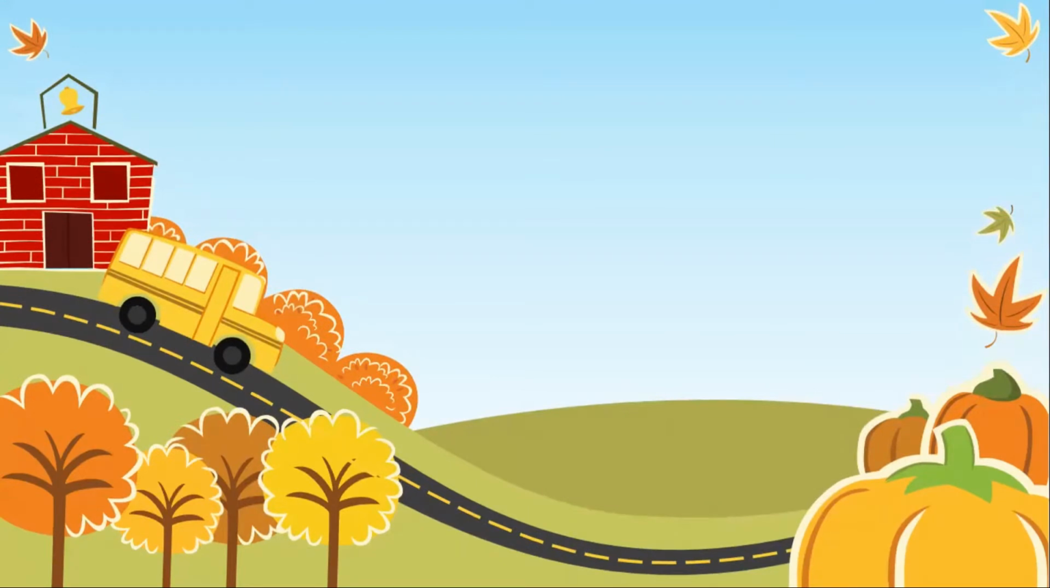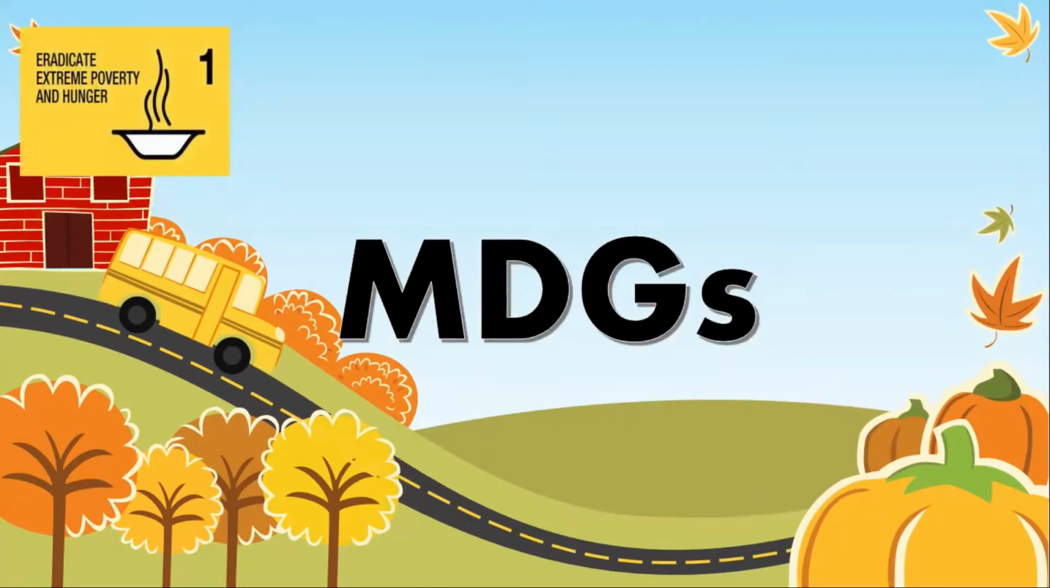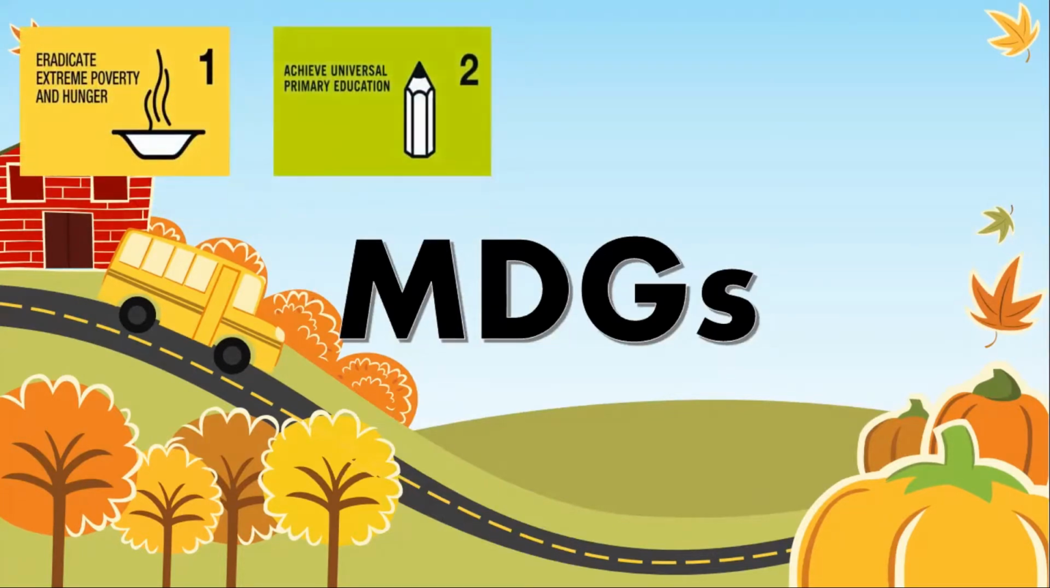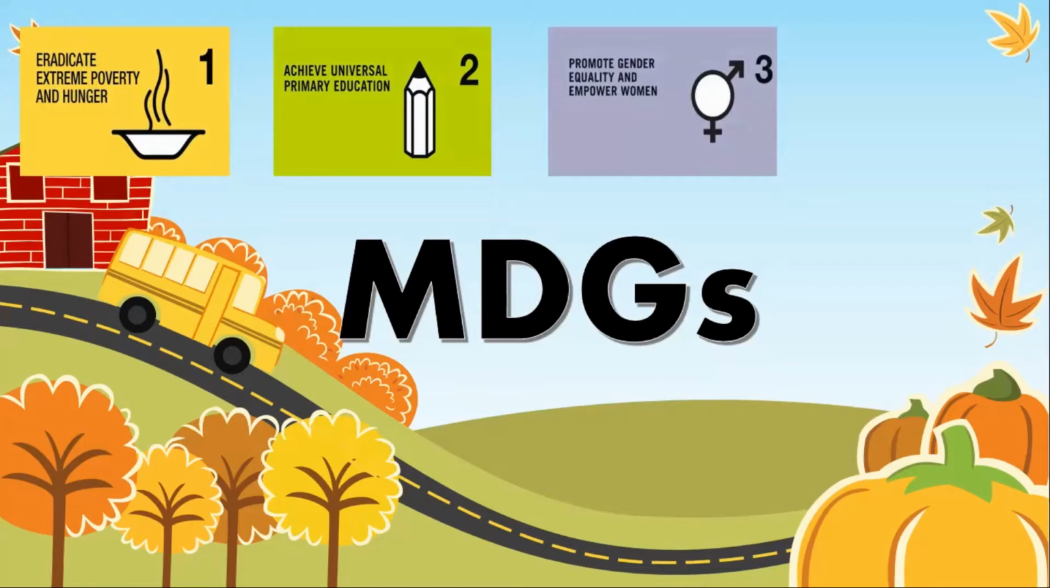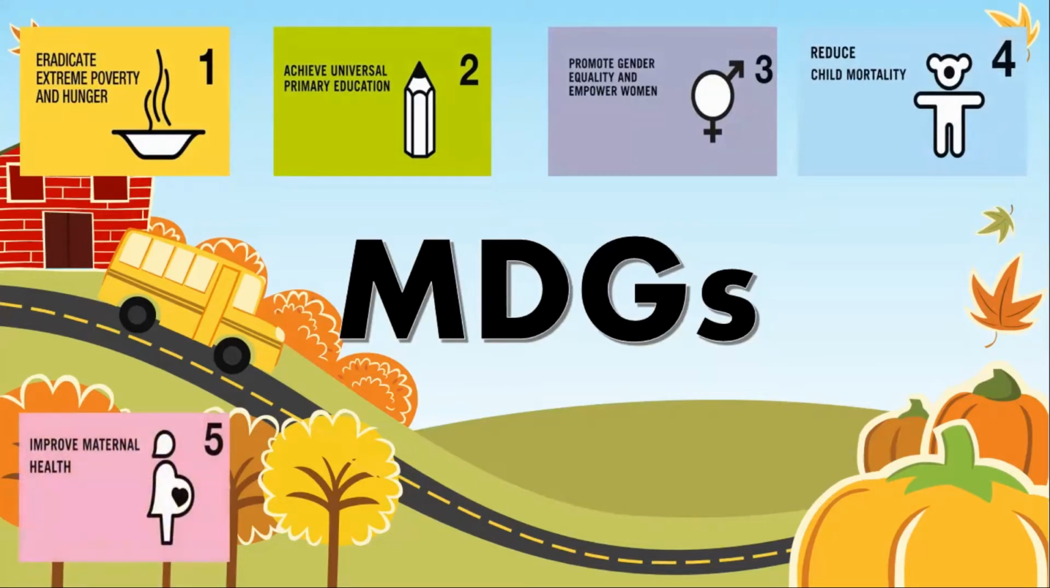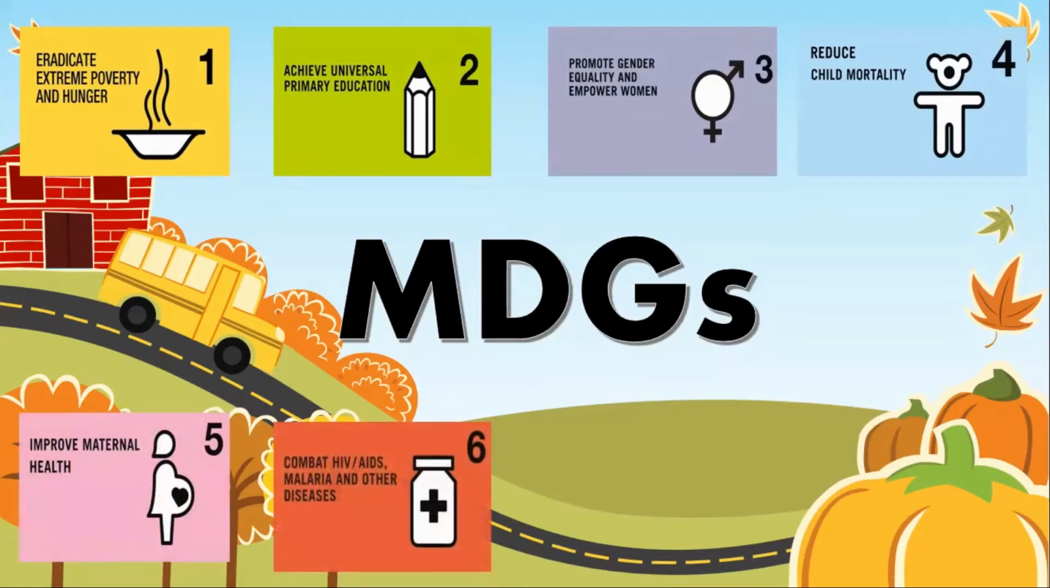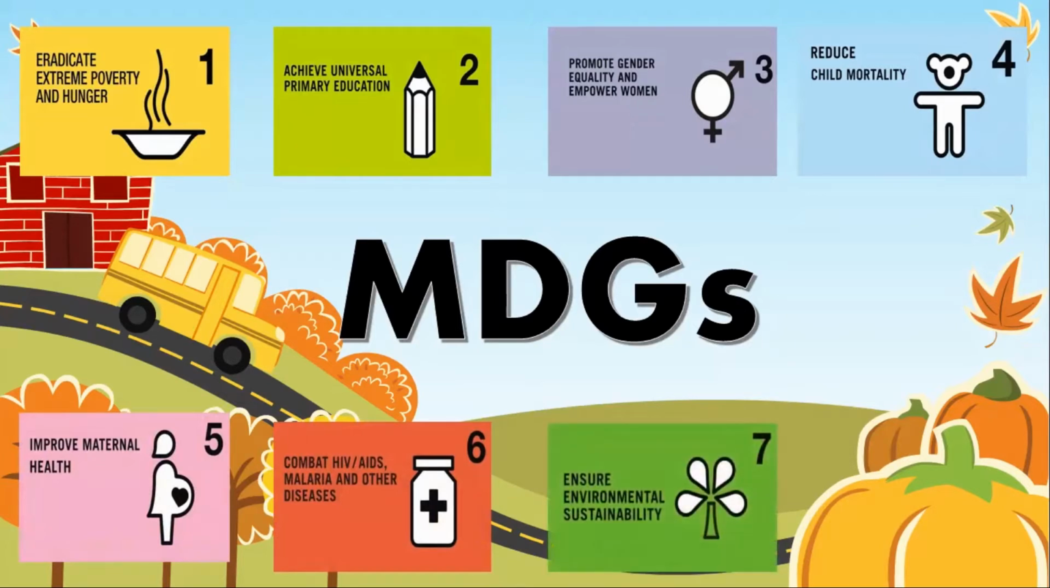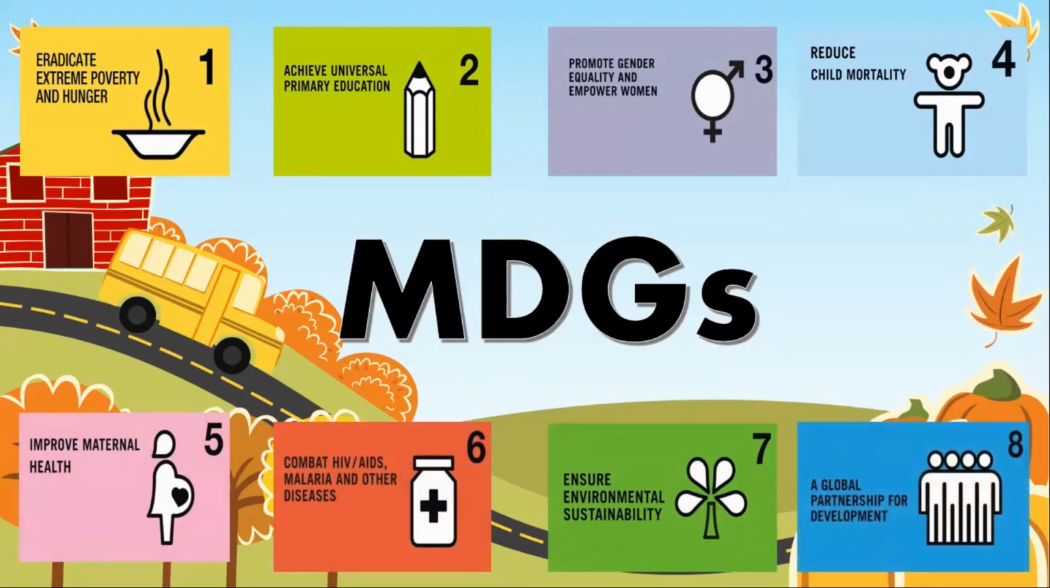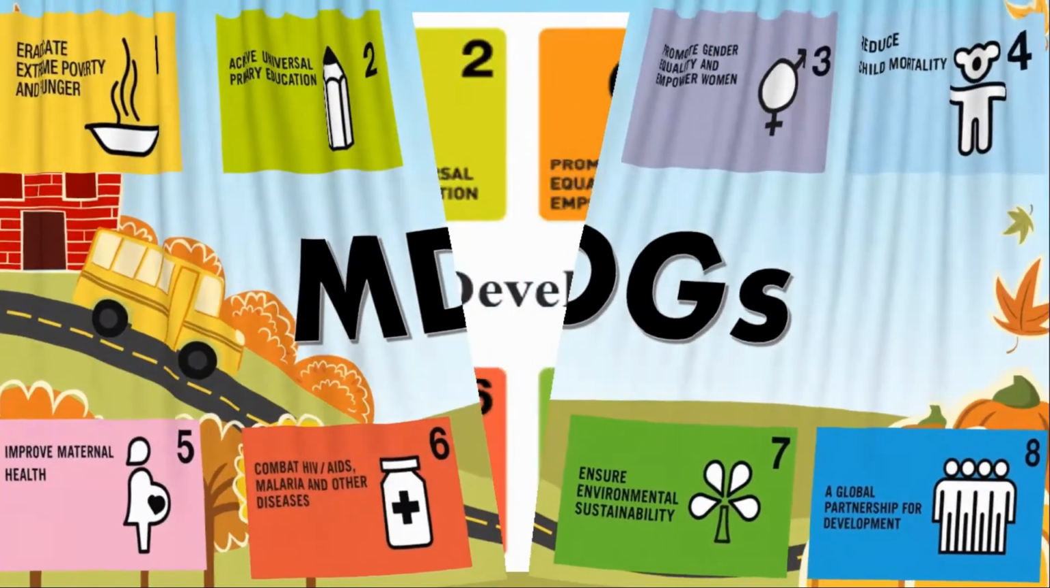Welcome to the world of Millennium Development Goals. So the 8 goals. First, eradicate extreme poverty and hunger. Second, achieve universal primary education. Third, promote gender equality and empower women. Fourth, reduce child mortality. Fifth, improve maternal health. Sixth, combat HIV, AIDS, malaria, and other diseases. Seven, ensure environmental sustainability. And last, a global partnership for development. So those are the Millennium Development Goals.